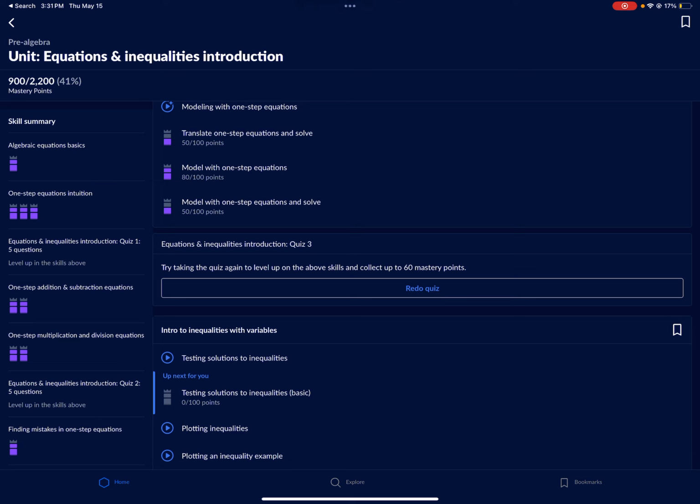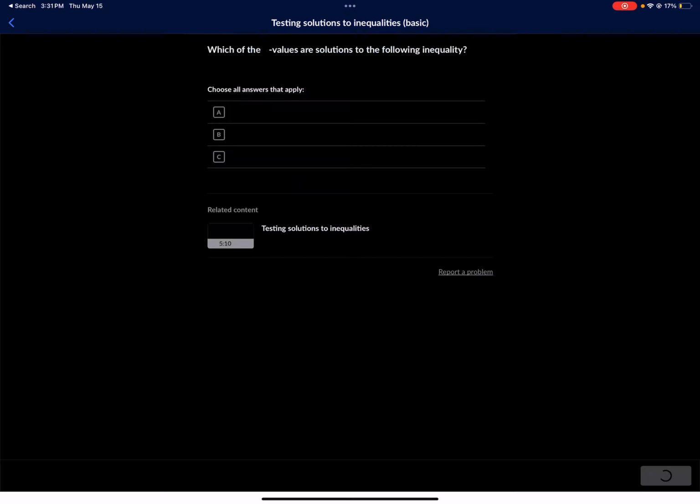We're doing the Pre-Algebra course, and we are continuing with our fourth part of equations and inequalities. Let's get started. Alright, testing solutions to inequalities, basic. Which of the x values are a solution to the following inequality? What do we want to know?